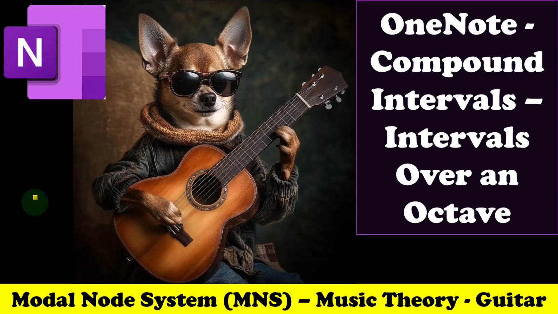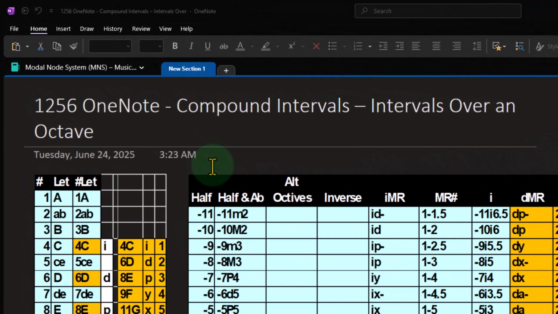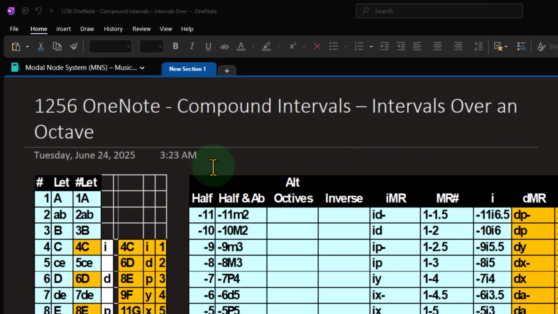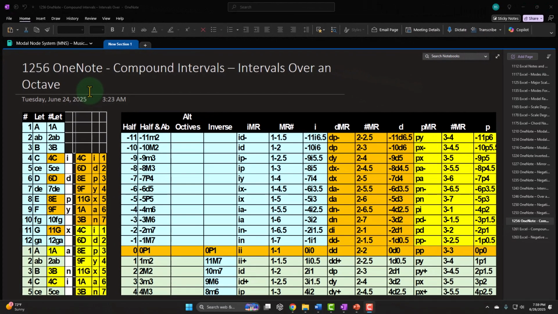Music theory with OneNote. Compound intervals for intervals over an octave. Get ready and some coffee because although we're just playing with one note, it's a beautiful note. You're not required to, but if you have access to it and would like to follow along, we're currently in the OneNote file of Modal Node System, MNS Presentation 1256, OneNote Compound Intervals, Intervals over an octave.